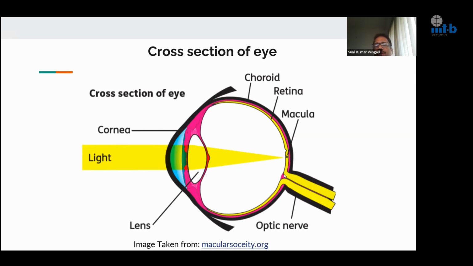Now, some of the important structures we are interested in: one is the optic disc. Here you can see a bundle of optic nerves leaving the eye. That region is called the optic disc. The second important region of interest is called the macula. This is the region where the light is focused in the retina, and this region is packed with a lot of cone cells, and hence it is responsible for the focused vision part.